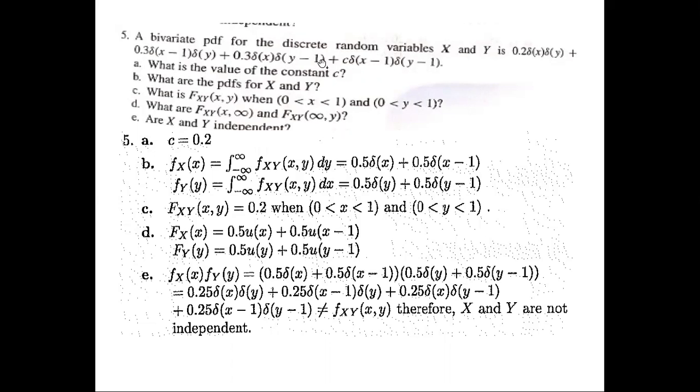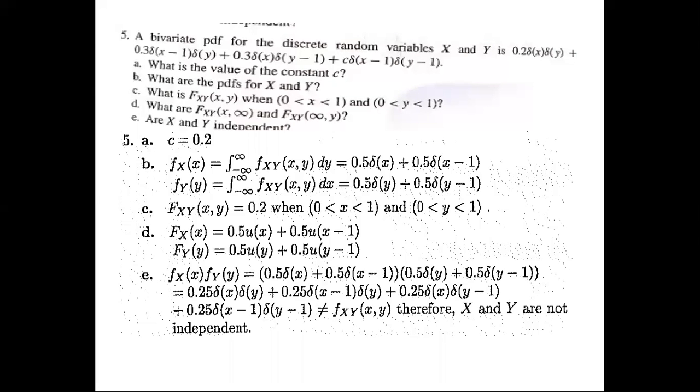What is the value of the constant c? So this is a bivariate PDF. So again, we need to integrate this. It should be a double integral for both the cases, and that will give us the value of c.